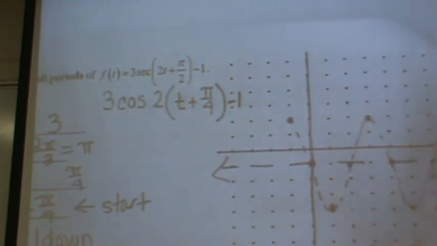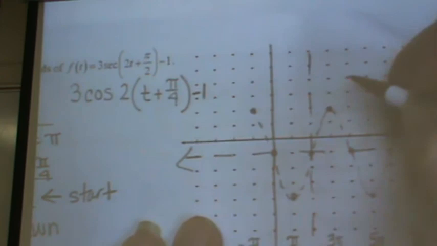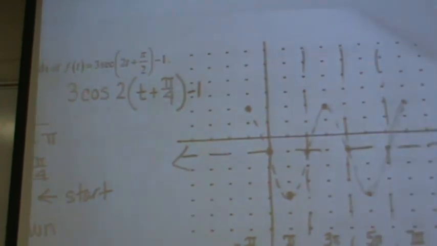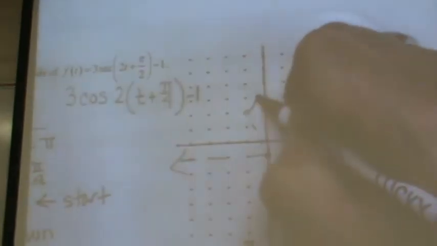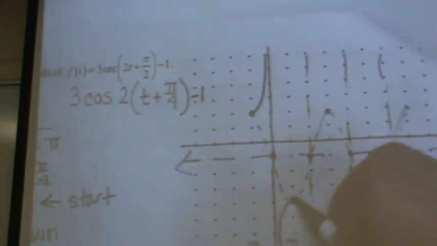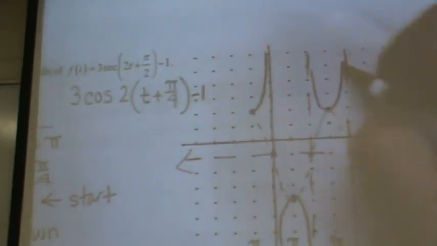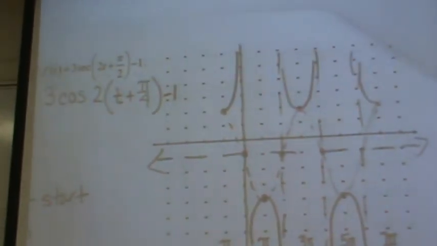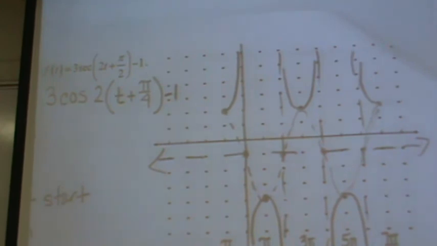Make it kind of curvy. And now do your asymptotes. Your asymptotes are going to be here, here, here, and here. So what does your graph look like? That, that, that, that, and that. Questions? That is 2 full periods.